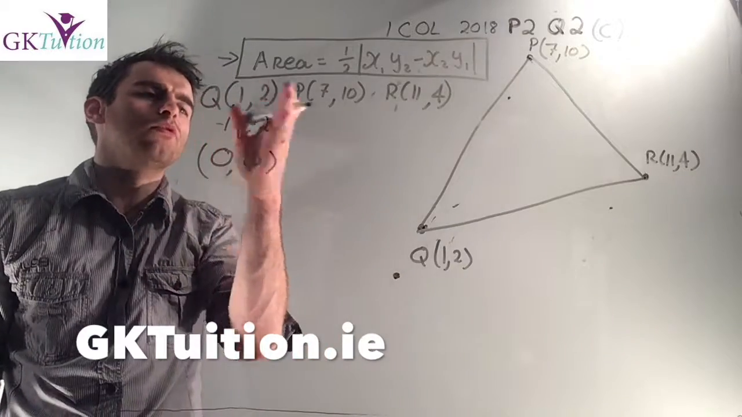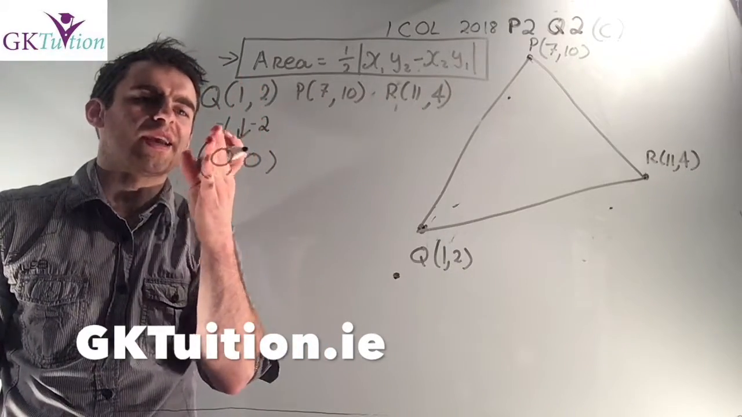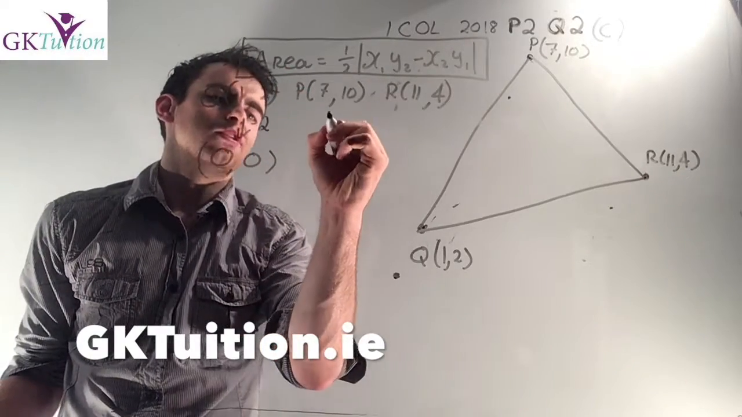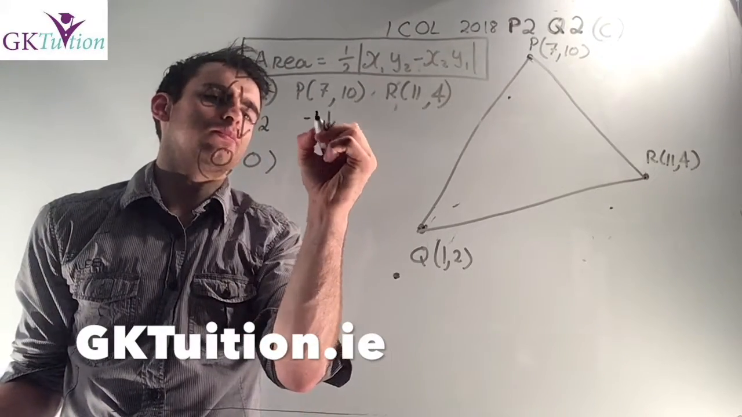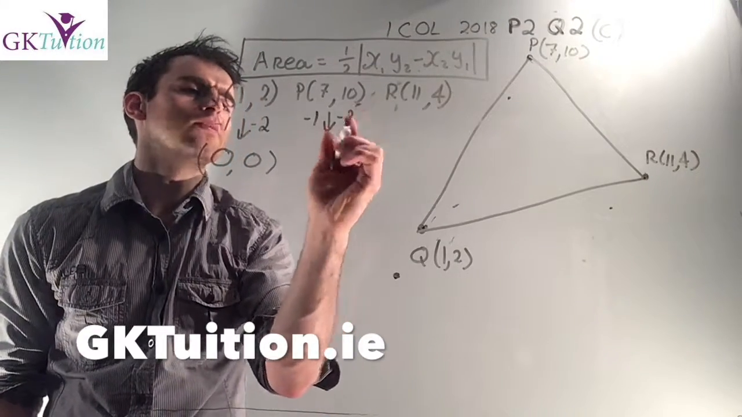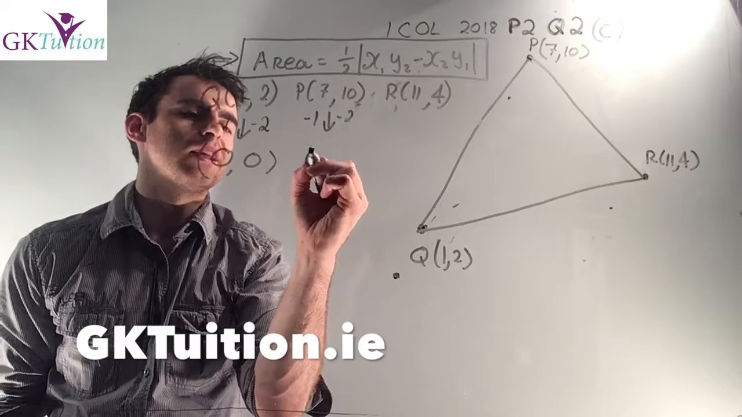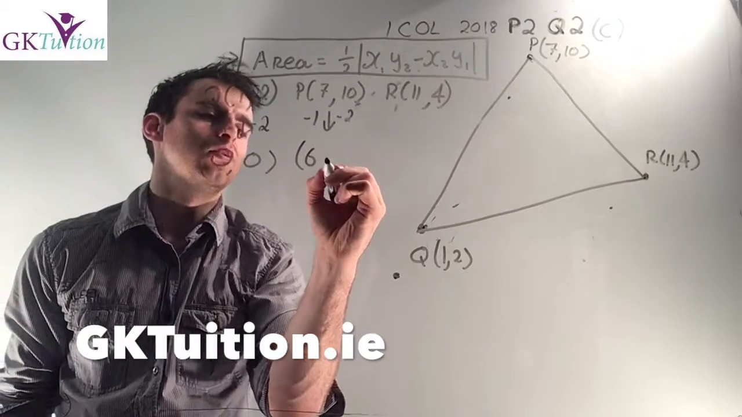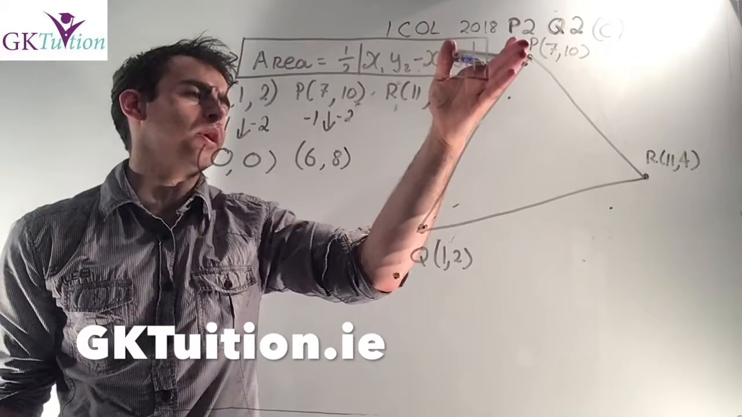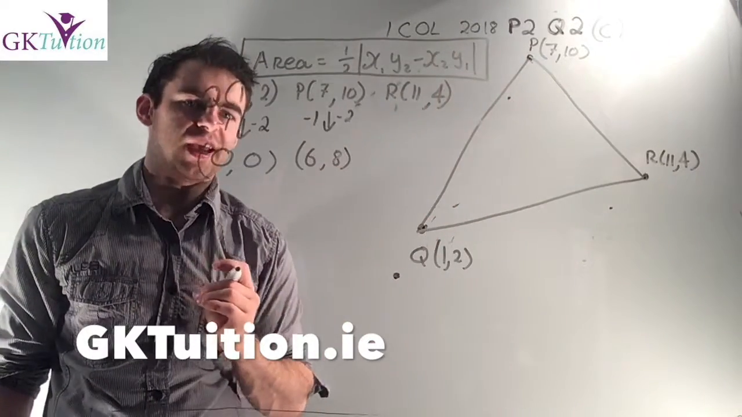So I'm going to move both of these coordinates. I'm going to subtract 1 from the x and subtract 2 from the y. So let's take the coordinate P. I'm going to subtract 1 from the x and subtract 2 from the y. 7 minus 1 will give me 6, and 10 minus 2 will give me 8. So I'm going to move the point P to the coordinates 6, 8.